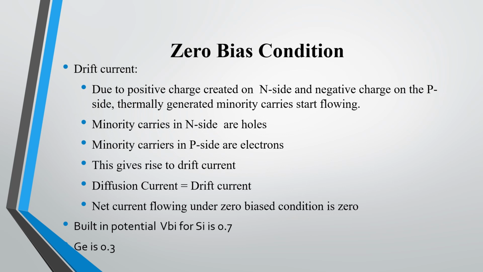Drift current. This drift current is from p type to n type. Due to positive charge created on the n side and negative charge on the p side, thermally generated minority carriers start flowing. Minority carriers in n side are holes, minority carriers in p side are electrons. So holes will move from n to p, and electrons, which are minority carriers in p side, will move from p to n. This forms a drift current, and the diffusion current will be equal to drift current. So the net current flowing under zero bias condition is 0.